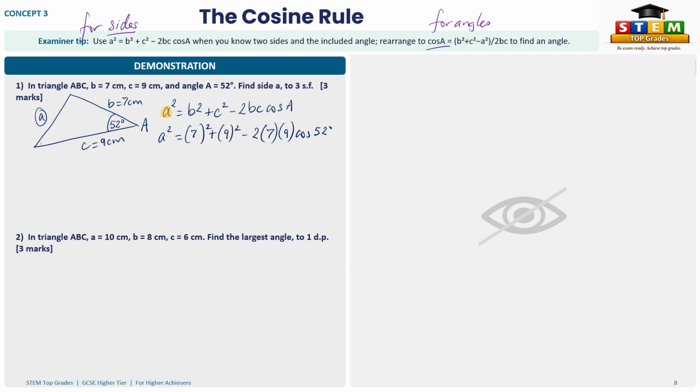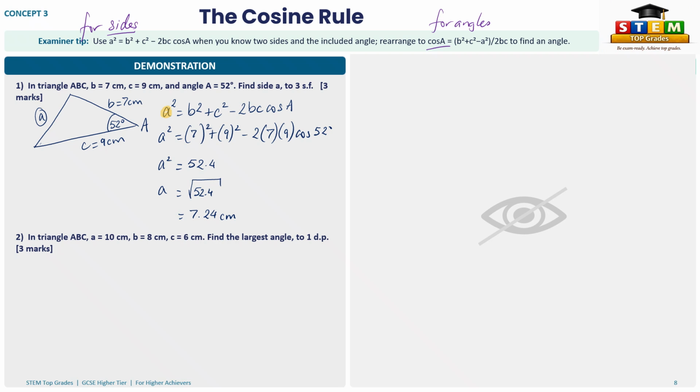Now, when we're looking for this, you need to have your formula and calculator ready, and that is going to give us A squared equals 52.4, and then A will give us the square root of that number, the square root of 52.4, and that is going to give me 7.24 centimeters.